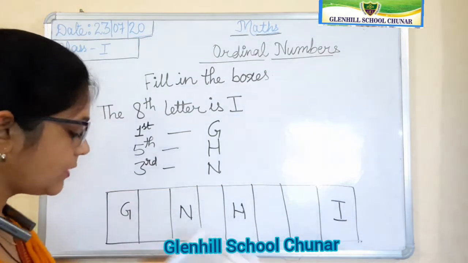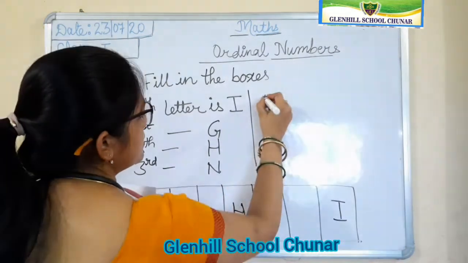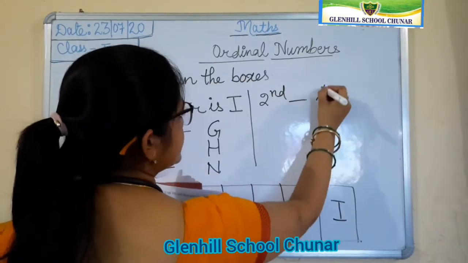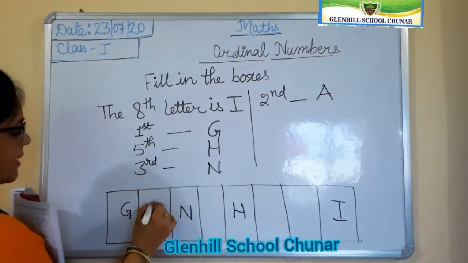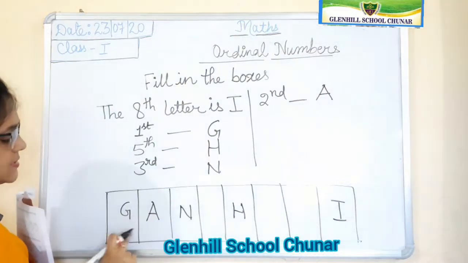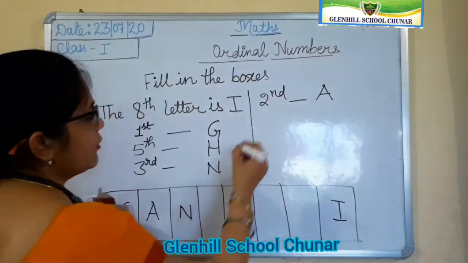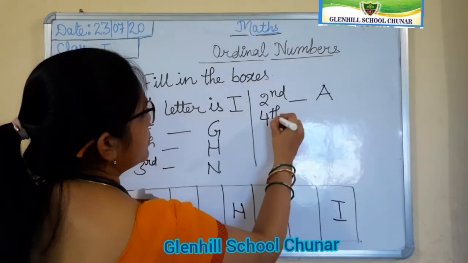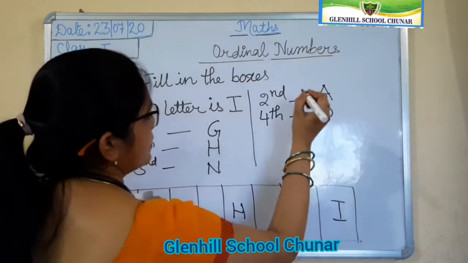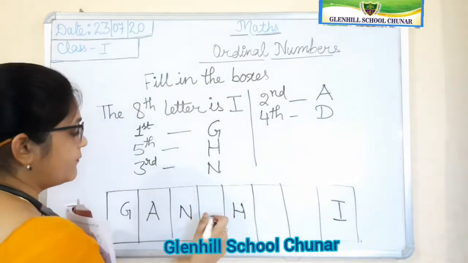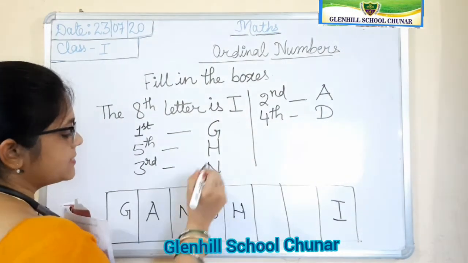Now, the second letter is what? Second letter is A. So here I have written A. First, second. Okay? Then the fourth letter is what? The fourth letter is D. So first, second, third, and here it comes fourth. So here it is D.